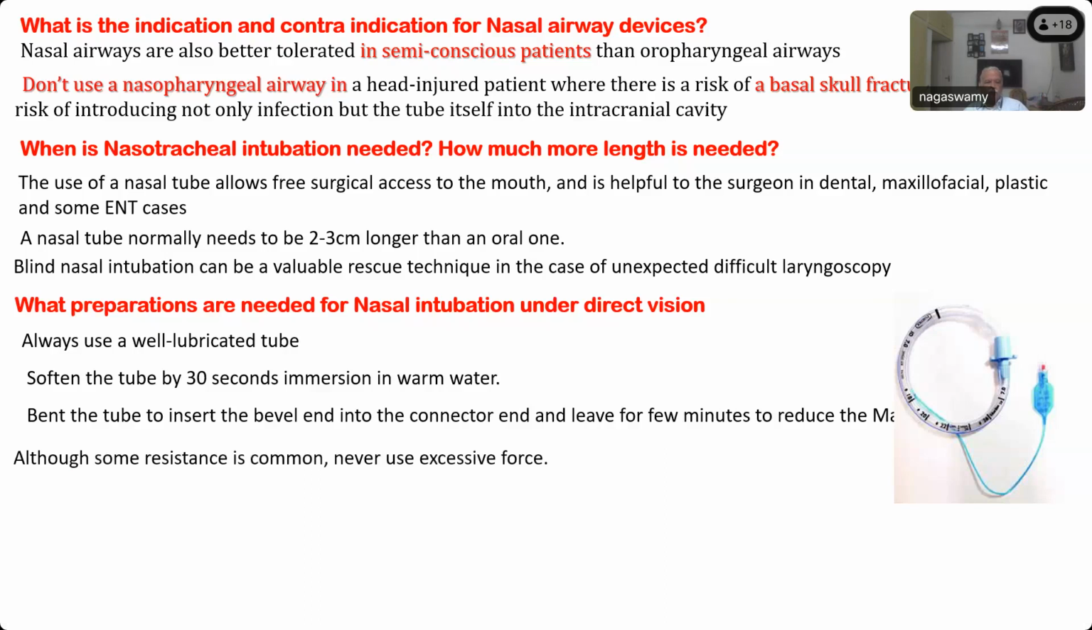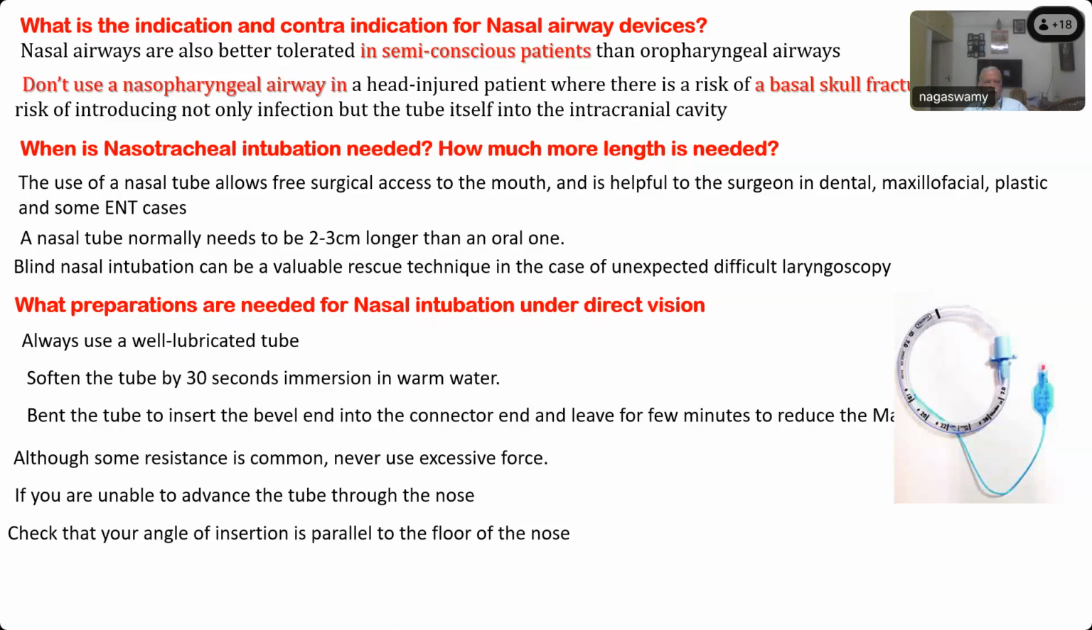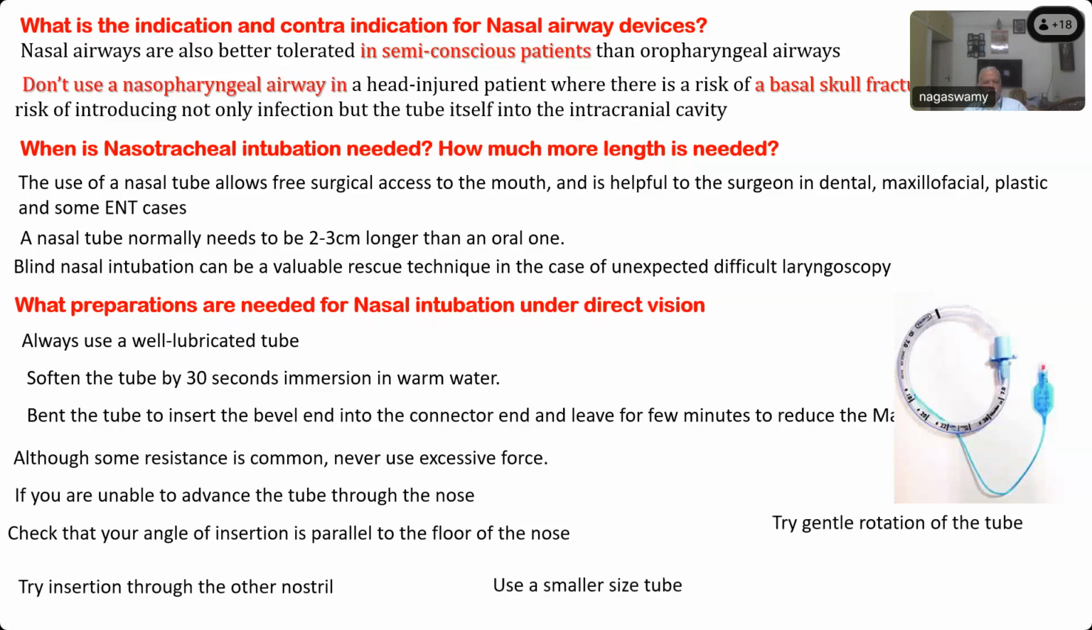Although some resistance is common, never use excessive force. If you are unable to advance the tube through the nose, check the angle of insertion, whether it is parallel to the floor of the nose, and try a gentle rotation of the tube, or try insertion through the other nostril, or use a smaller size tube. So these are all the alternatives. When you are not successful in introducing the tube through the nostril you have selected, these are all the alternate things that you have to do to succeed in nasal intubation.